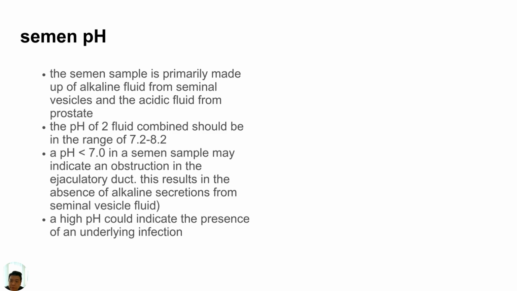So the semen sample is primarily made up of alkaline fluid from the seminal vesicles and the acidic fluid from the prostate. The pH of the two fluids combined should be a bit alkaline, that is 7.2 to 8.2. Any pH less than 7 in a semen sample may indicate obstruction in the ejaculatory duct. This results in the absence of alkaline secretion from the seminal vesicle. A high pH could indicate the presence of underlying infection.